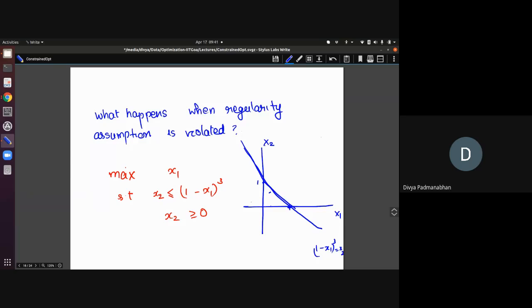Now the constraint here is x2 is less than or equal to 1 minus x1 cube. To see which side it is, you can check one of the points. So 0, 0 will satisfy this constraint, right? x2 is 0 and that is less than 1. So the feasible region is this side. And you also have x2 greater than or equal to 0. So the feasible region is everything in this part, till here.